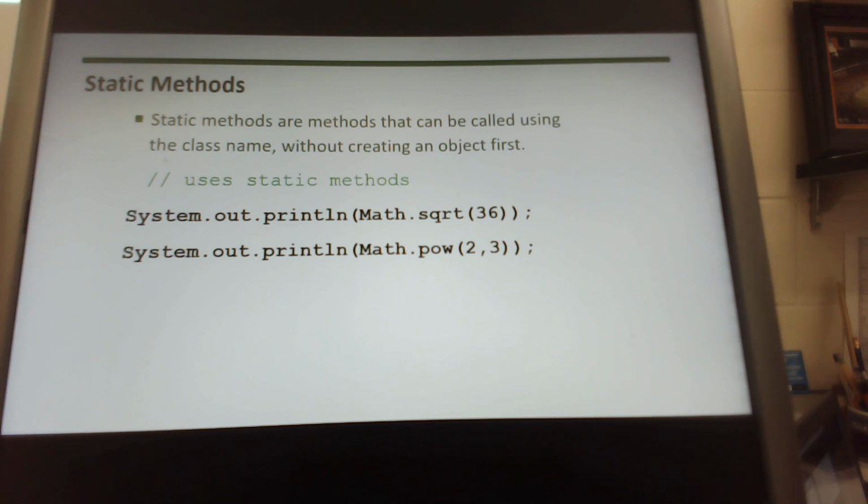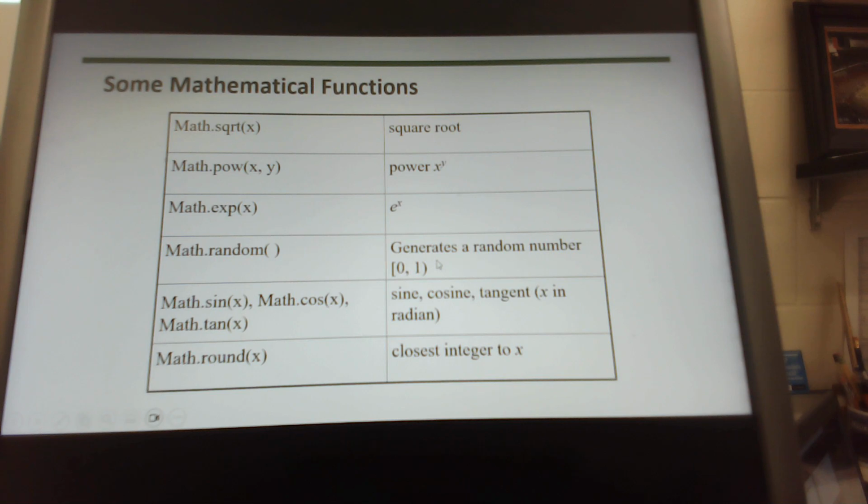And in the math functions, I'm going to use the Math class, but I don't have to make a Math object first to use them. There's a math function called sqrt, which actually stands for square root. And then there's also pow, which stands for power. And here are some classic, very common mathematical functions that we use. We use Math.sqrt, Math.pow, Math.exp for e to the x, Math.random, and then there's also sine, cosine, and tangent. Math.round allows us to round a number.